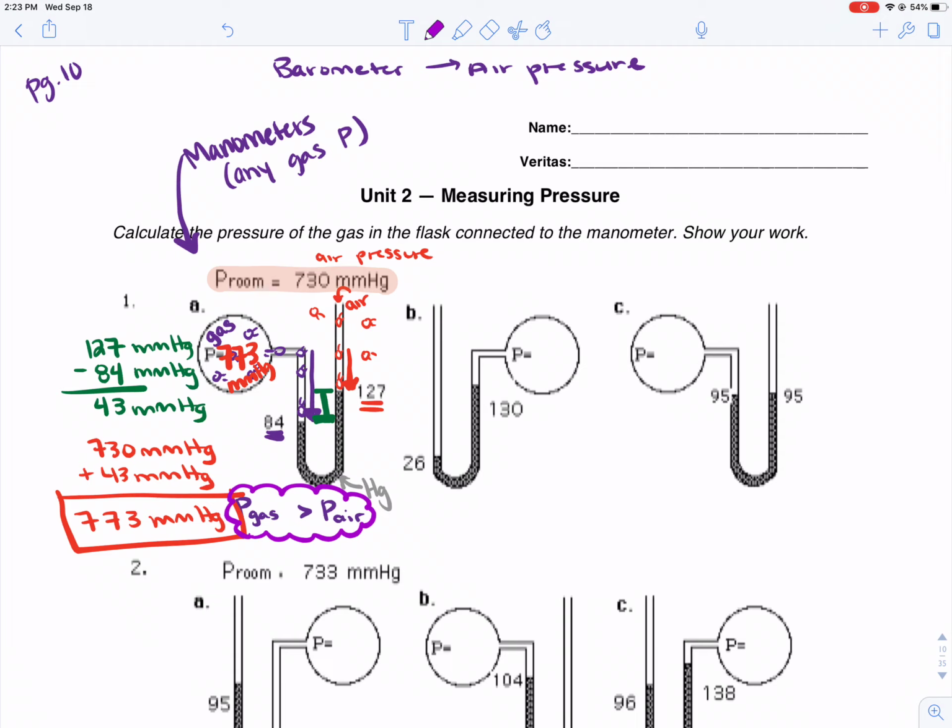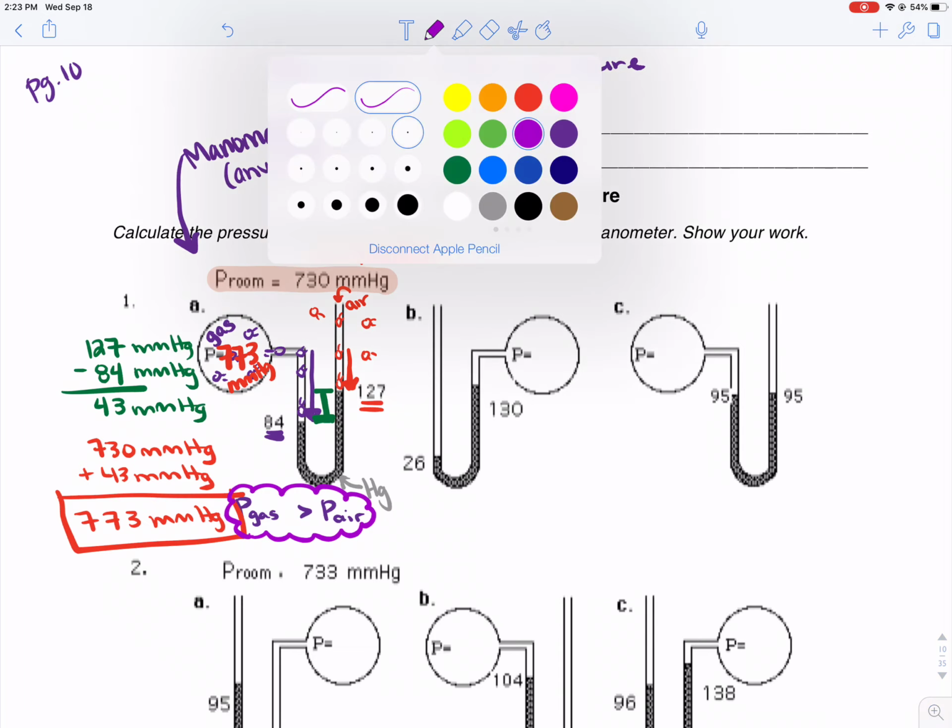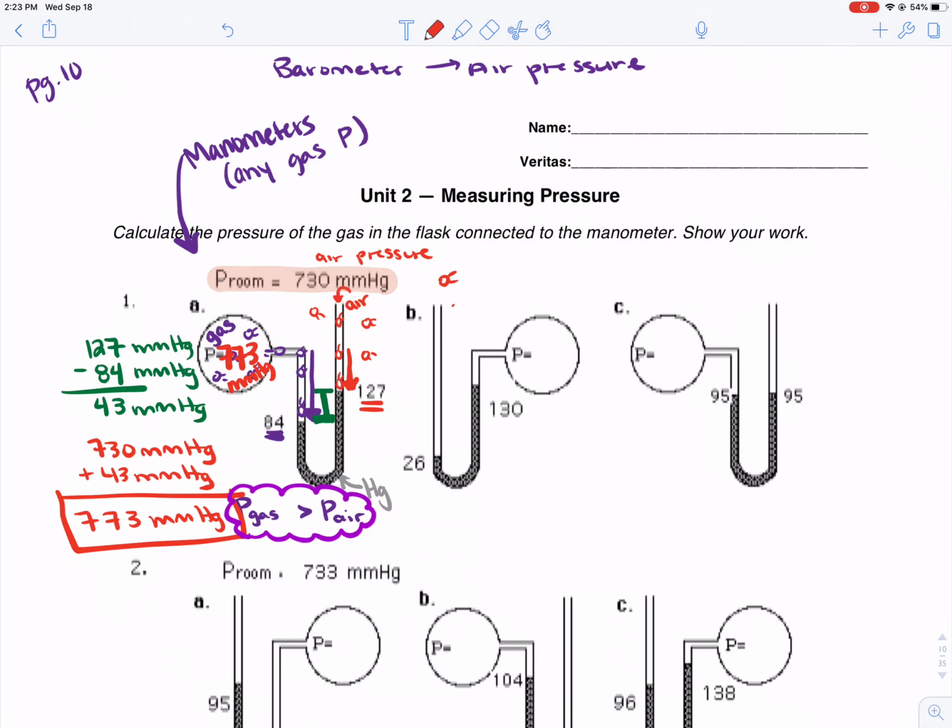Next, we're going to look at 1B. Same idea, it's a manometer. This manometer is actually flipped around. So in 1B, our air is actually over here on the left side. So we have the tube open to the air, so air particles are able to enter the tube and push down on the mercury over here on the left side of my tube.